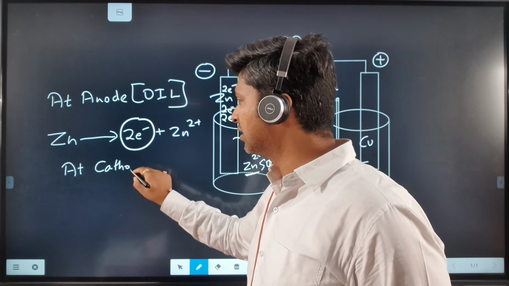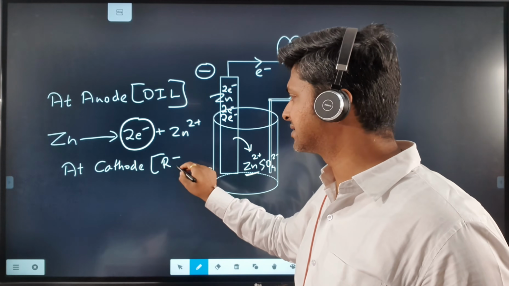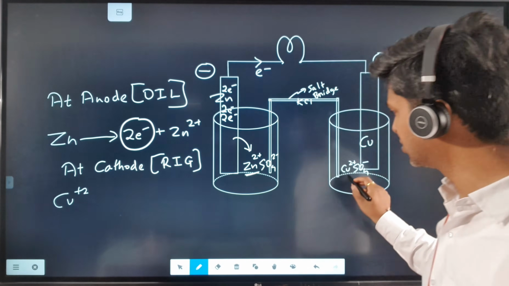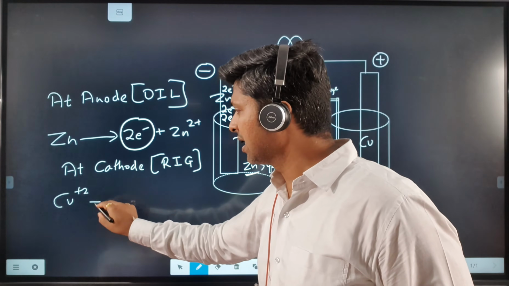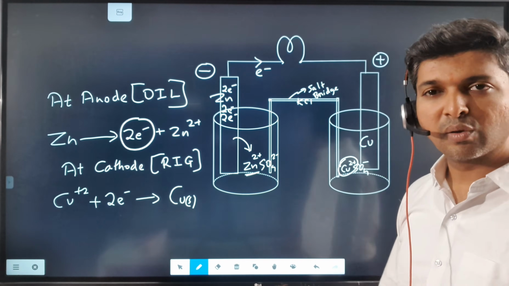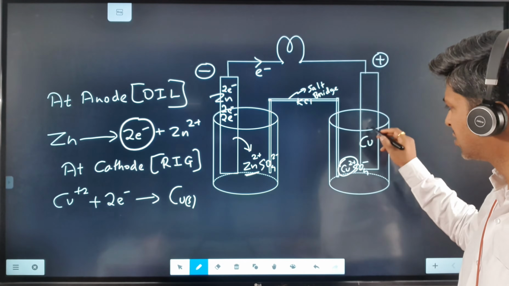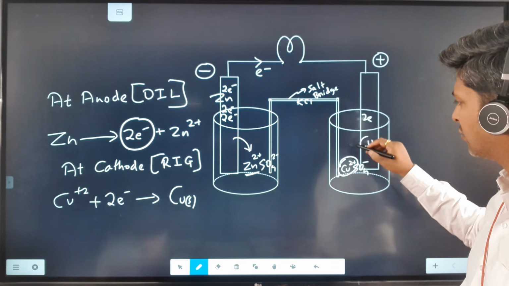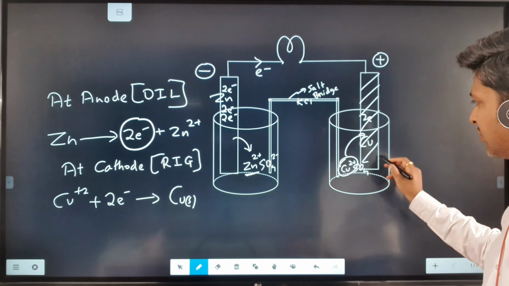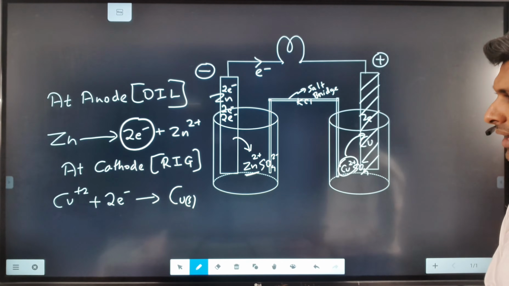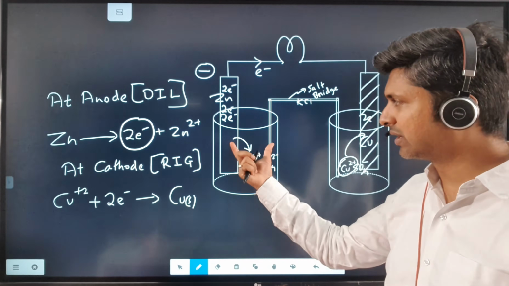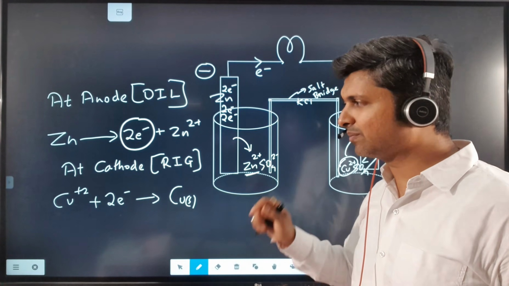So at the cathode we will have reduction. Reduction is gain of electrons. So these Cu2+ ions which are present in the solution, they will accept these two electrons, forming copper solid. So these cupric ions will accept the two electrons coming in from the anode, and after accepting they will form copper solid and they will get deposited on this cathode. So at the end of the reaction you can see that the cathode is growing thicker and thicker, and the anode is diminishing in size or depleting in size because zinc ions are jumping out.